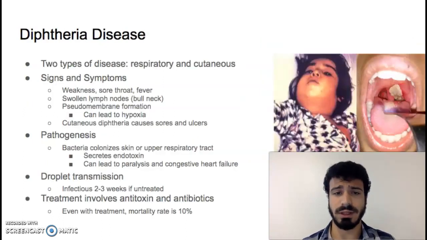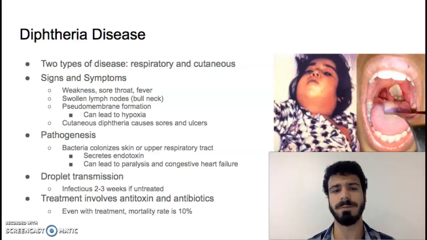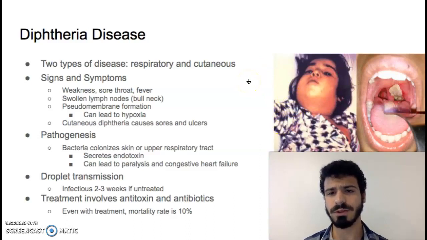As far as the actual disease, there are two main types of diphtheria. There's respiratory and cutaneous diphtheria, with respiratory being generally the more serious one. Signs and symptoms include weakness, sore throat, fever, and swollen lymph nodes, which produce that bull neck, which is one of the markers for diphtheria, which is pictured in one of those pictures.